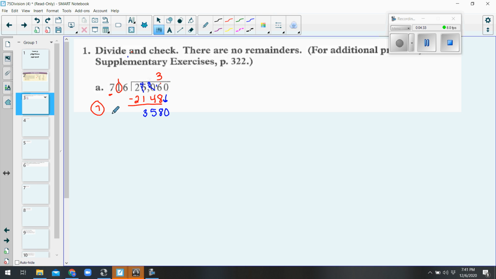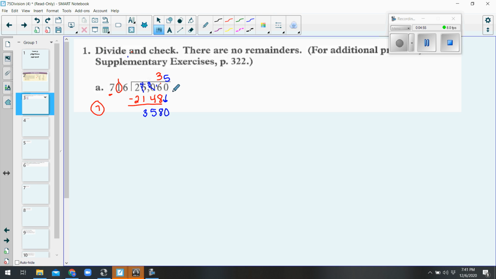Go back to your guessing number, my 7. Ask yourself, will 7 go into 3? No, it won't. Will 7 go into 35? Yes, it will. It will go 5 times. So I'm guessing that 716 will go into 3,580 5 times.